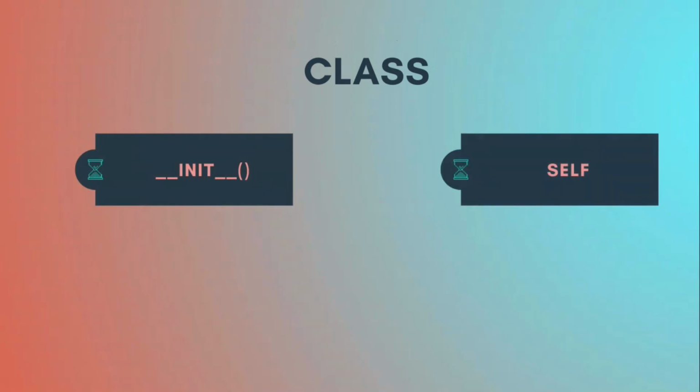In Python classes, the init method and the self parameter play crucial roles in defining and initializing objects. The init method is a special method in Python classes that is automatically called when a new instance of the class is created. Init stands for initialize. It is used to initialize the attributes of the newly created object. It allows you to set up the initial state of the object by assigning values to its attributes.